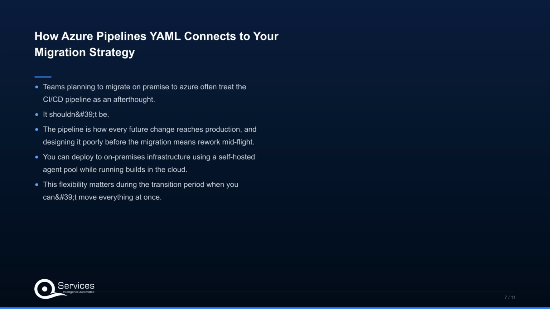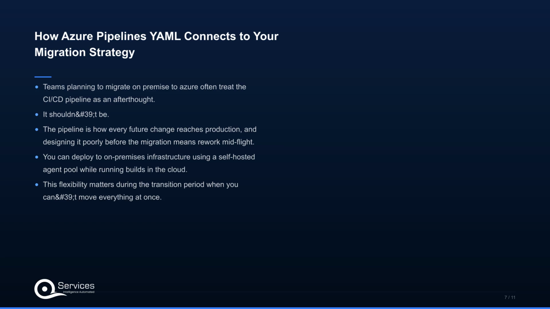Next up, moving on to how Azure Pipelines YAML connects to your migration strategy. Teams planning to migrate on-premise to Azure often treat the CI/CD pipeline as an afterthought. It shouldn't be. The pipeline is how every future change reaches production, and designing it poorly before the migration means rework mid-flight. For a hybrid cloud Azure setup where some services remain on-premises and others run in Azure, YAML pipelines support multi-environment deployments natively. You can deploy to on-premises infrastructure using a self-hosted agent pool while running builds in the cloud. This flexibility matters during the transition period when you can't move everything at once.